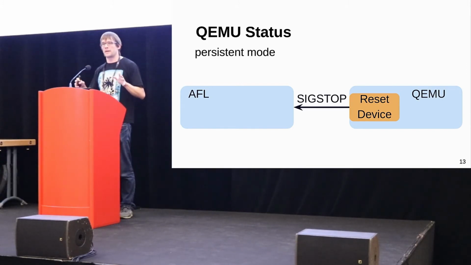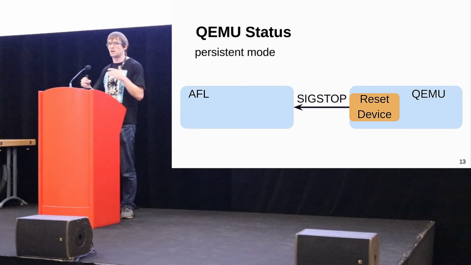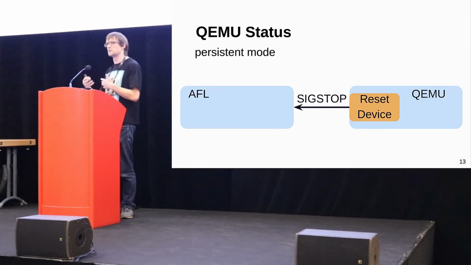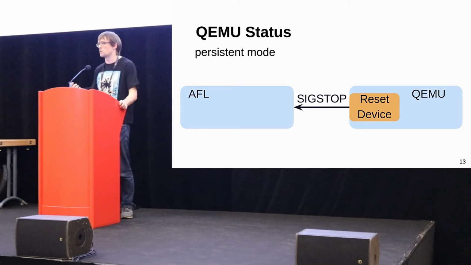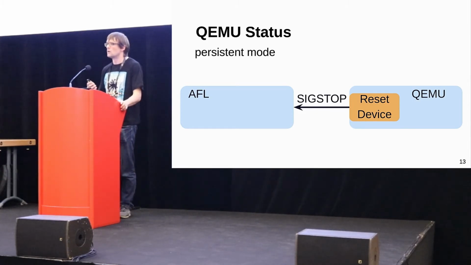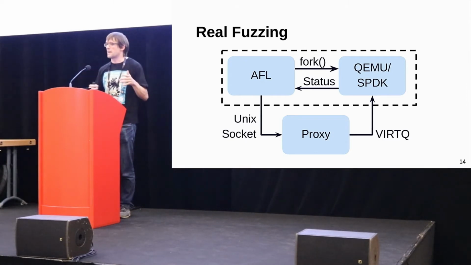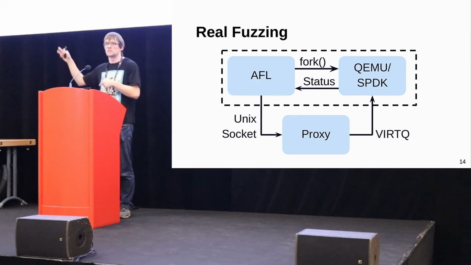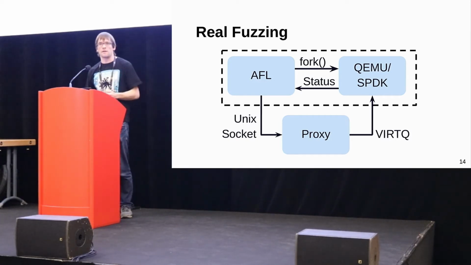The only drawback here is that on each iteration, the device changes its state, and we should be ready to reset its state back to the default state. That's what we implemented also in QEMU for fuzzing. So, just to summarize what we implemented, again, it's a full data cycle from AFL to proxy, from proxy to test application, and from test application back to AFL.